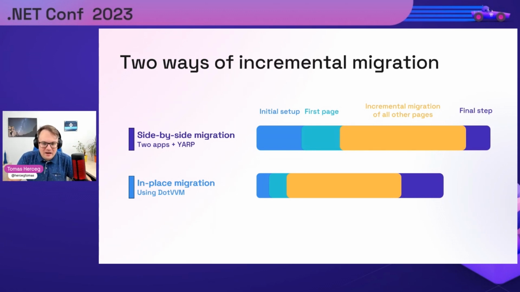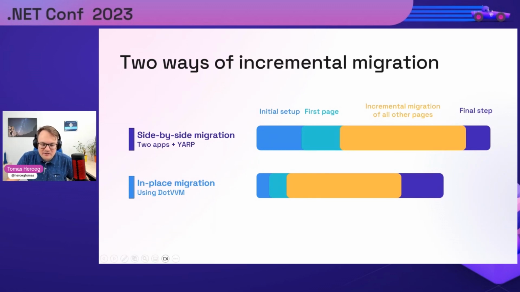The second method I will show is in-place migration, which allows you to do everything in the same project. But of course, from this diagram, you can see that in-place migration should be easier. But of course, when something is better, it means that there are probably some conditions which have to be satisfied. In this case, this way depends on using an open source framework called .vvm, which I will show later.